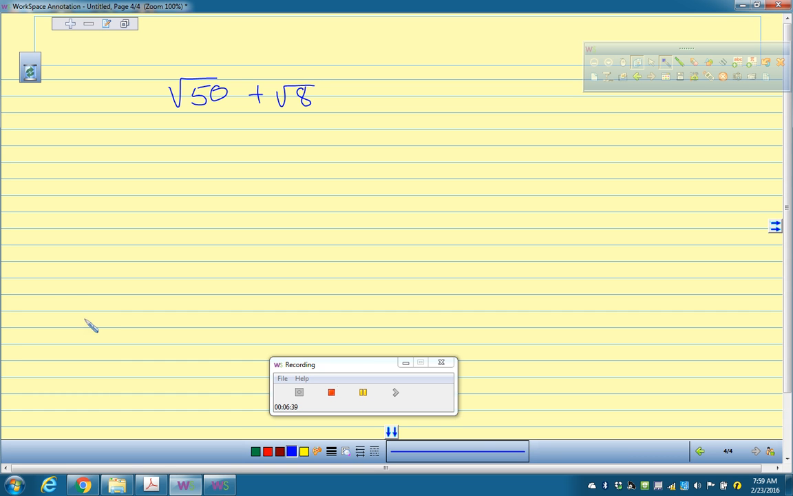Can you add together the square root of 50 and the square root of 8? No, because they don't have the same thing underneath the radicals. But you can simplify these, okay?